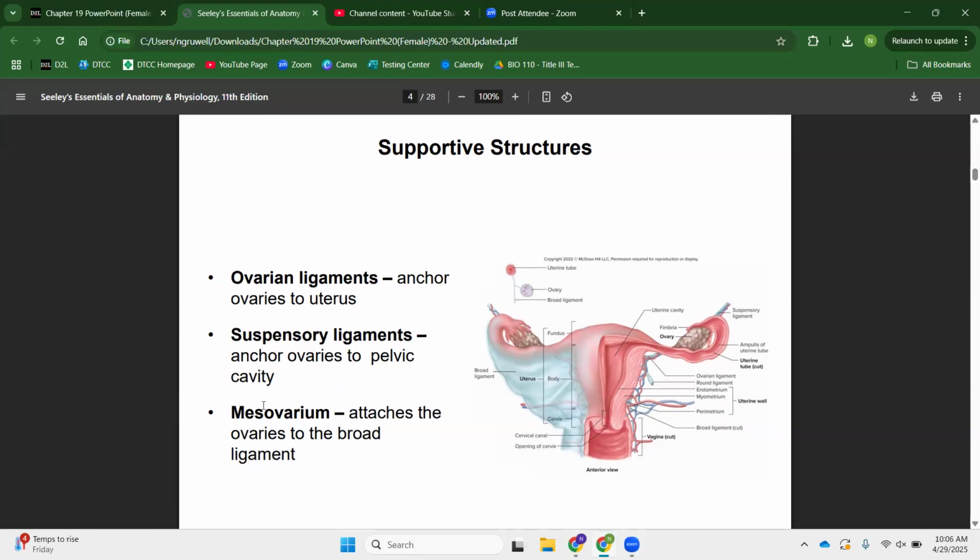We also have the mesovarium, and this helps anchor the ovaries to the broad ligament. So the broad ligament kind of expands all the way out. It keeps our uterus supported and the fallopian tubes in place. And then this portion of the broad ligament, the mesovarium, is how the ovaries actually attach to the broad ligament.